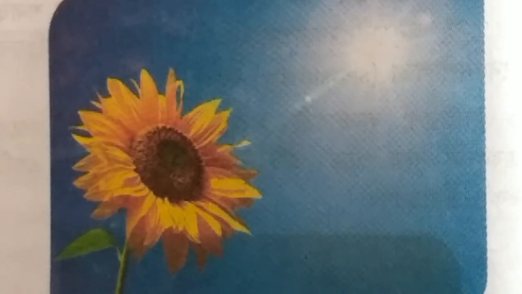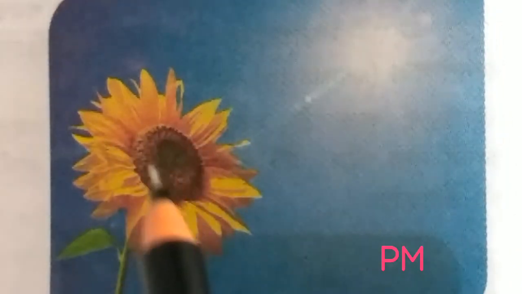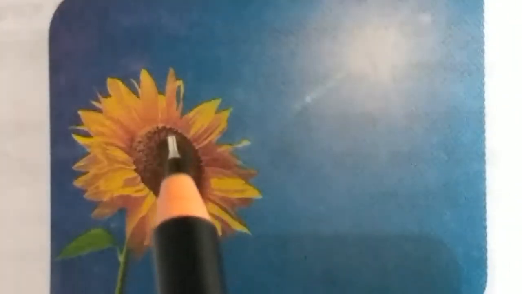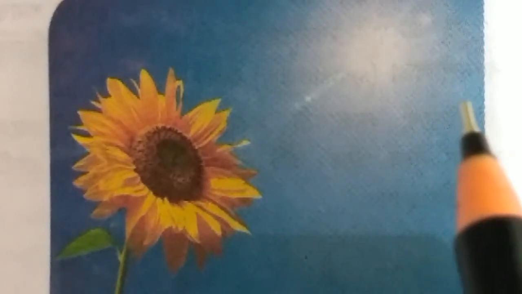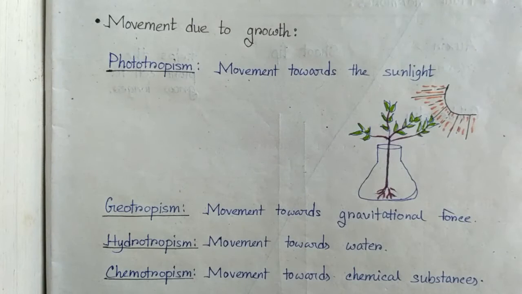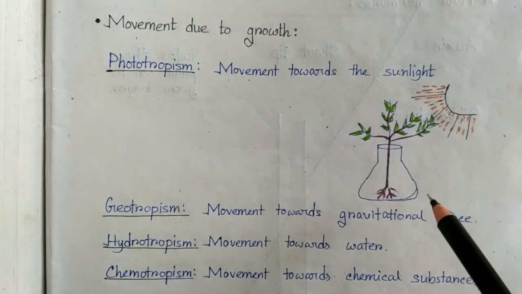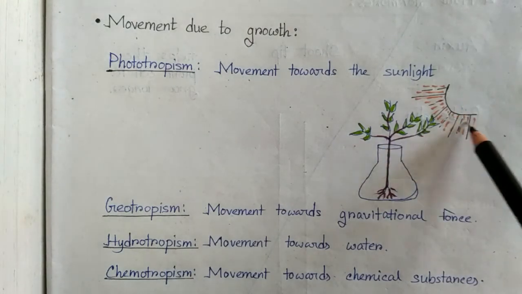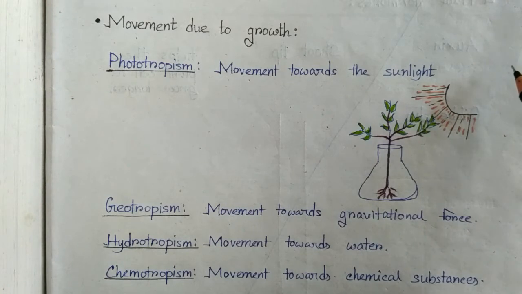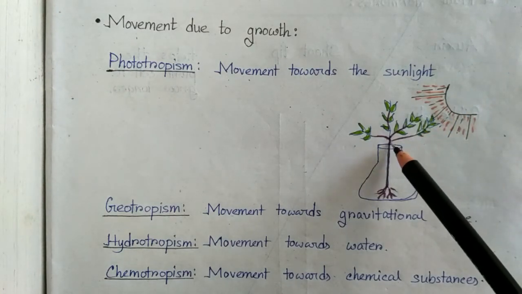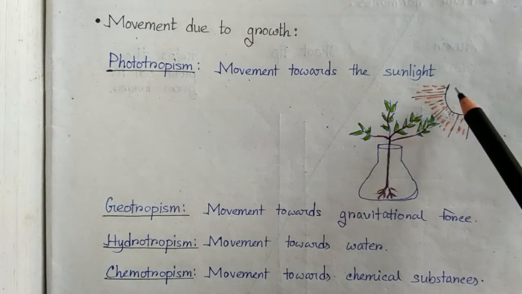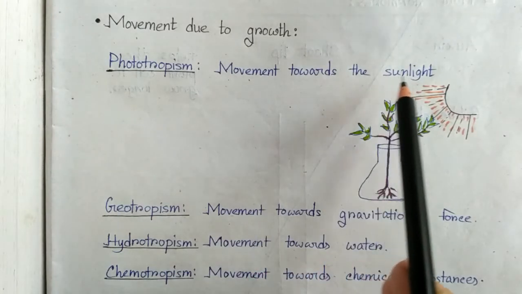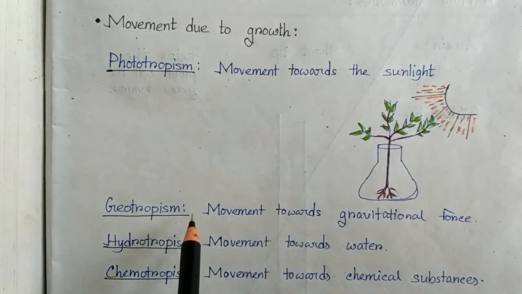At daytime, the face of the sunflower moves towards the direction of the sun. It's an example of phototropism. Or you can put a plant beside a window and you find the stems bent towards the sun, which is outside the window. So movement of the stem towards the sunlight is an example of phototropism. Movement towards the sunlight.